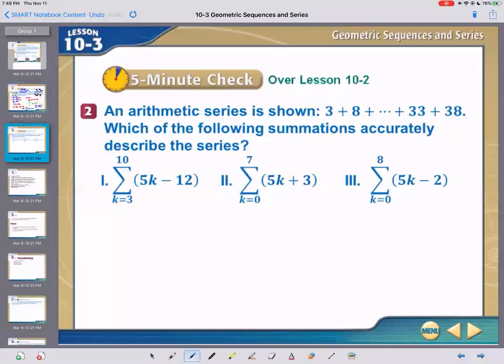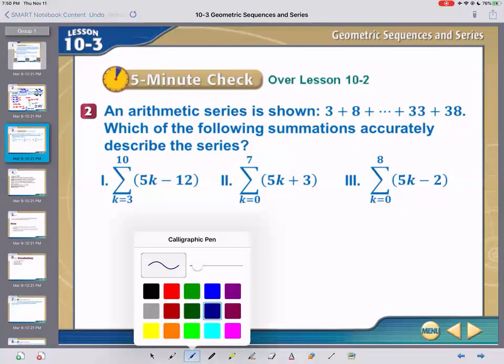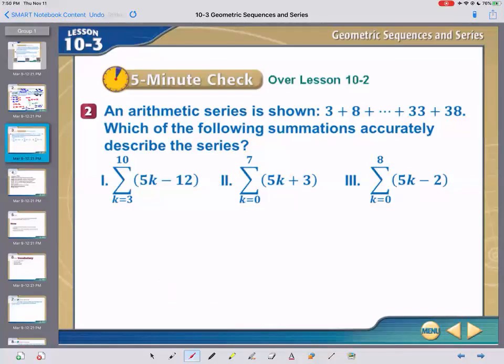It says arithmetic series is shown. 3 plus 8 plus dot dot dot plus 33 plus 38. Which of the following summations accurately describe the series? Well, again, one of the things I can observe really fast is I can see, because these are simple numbers, that this is increasing by 5 here and by 5 here. So I can go ahead and state confidently that my common difference needs to be 5.